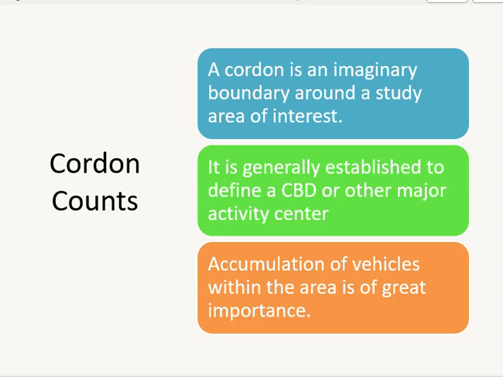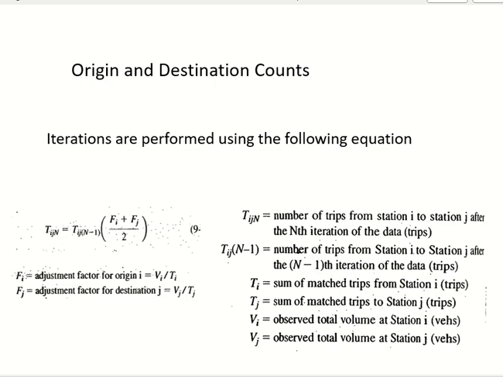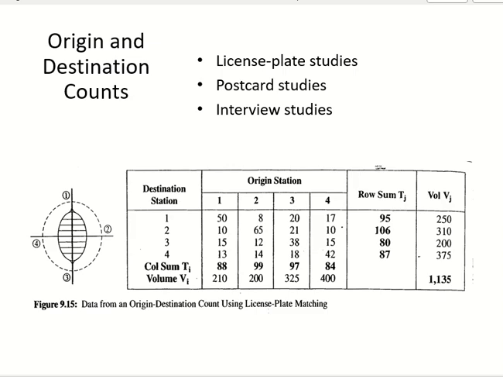Now, the three specialized counting studies: origin-destination, cordon count, screenline count. You have a map in front of you. In all three cases, you have a map in front of you. On that map you select your zones yourself. We are selecting these areas. So for example, this is origin-destination. So this is my entire area.